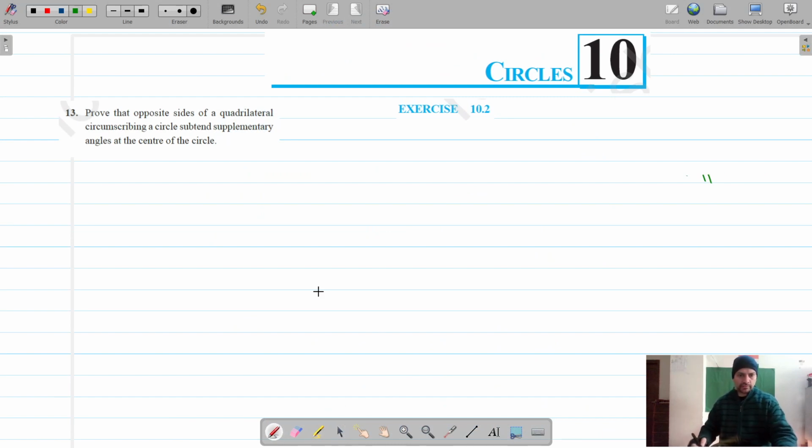So welcome to Prism Science Academy classes. And we are on to the final question of exercise 10.2. It says that we have to prove that the opposite sides of a quadrilateral circumscribing a circle subtend supplementary angles at the center.